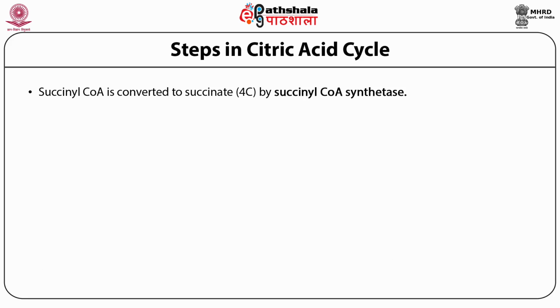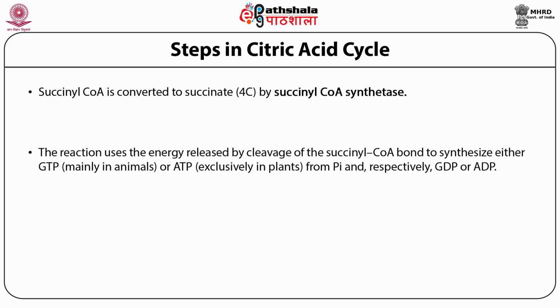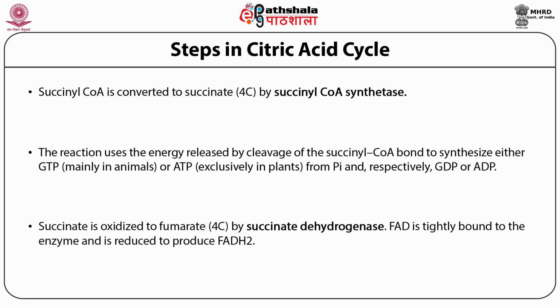Succinyl-CoA is converted into succinate by succinyl-CoA synthetase. The reaction uses the energy released by cleavage of the succinyl coenzyme A bond to synthesize either GTP, mainly in animals, or ATP, exclusively in plants, from inorganic phosphate and either GDP or ADP respectively. Succinate is oxidized to fumarate by succinate dehydrogenase. Over here, FAD is tightly bound to the enzyme and is reduced to produce FADH2.